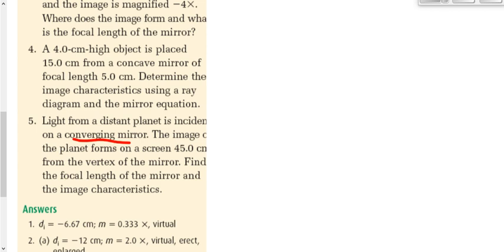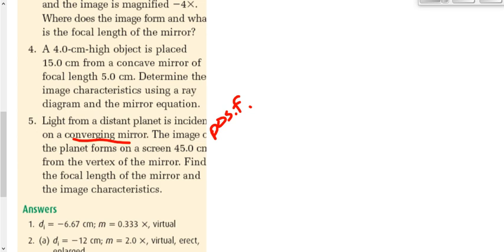I like that it's converging. Positive focal length, although I don't know what f is. The image forms on a screen 45 centimeters away from the vertex. It's the focal length and the characteristics.